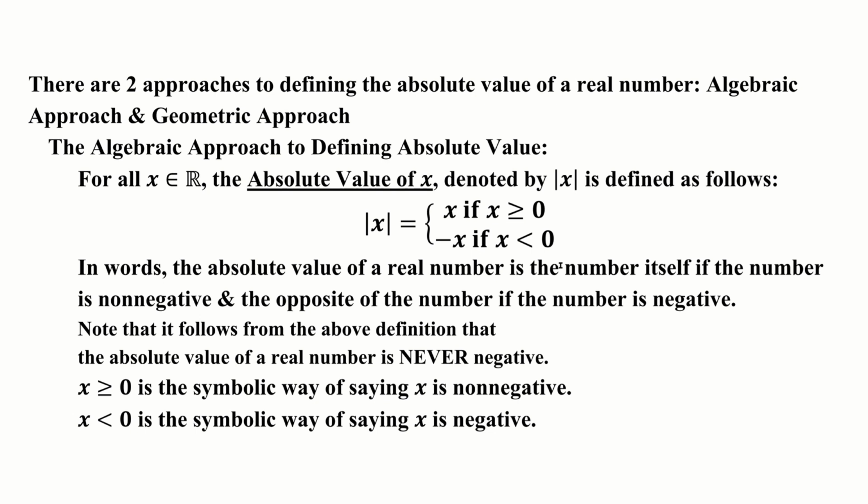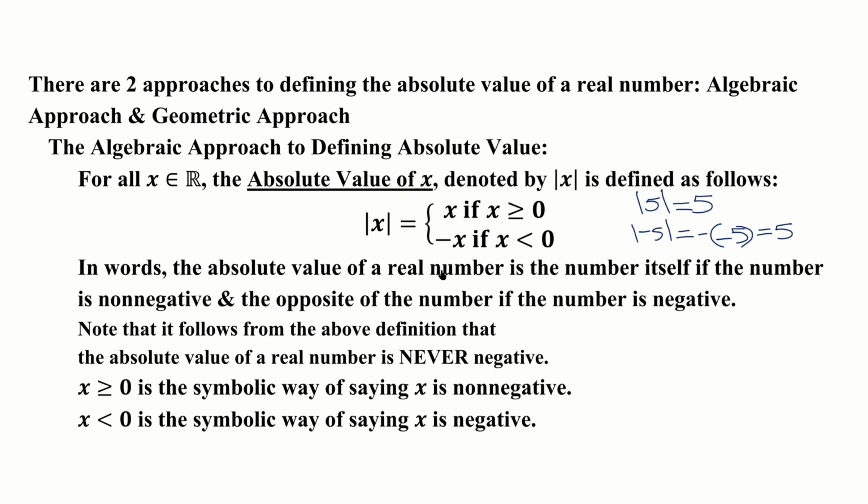So, for example, if you look at the absolute value of 5, that falls into this category because 5 is greater than or equal to 0, so the absolute value of 5 is just going to be 5 itself. But if you look at the absolute value of negative 5, now x lies in this category, because negative 5 is less than 0. So the absolute value of negative 5 is going to be the opposite of negative 5, which turns out to be 5 as well. So this is the algebraic way of dealing with absolute values.